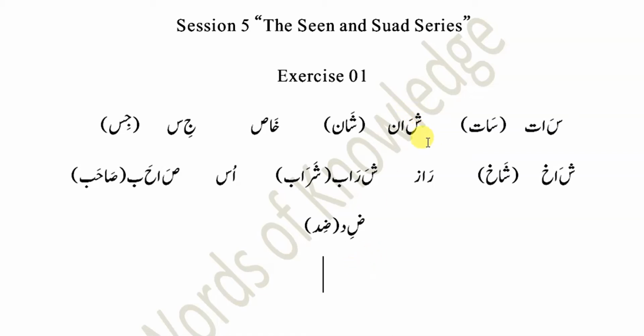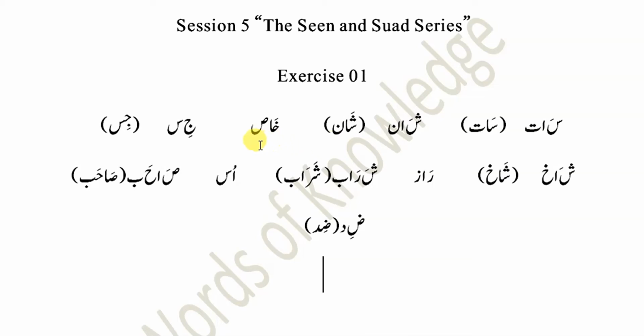After that, another word. It has 3 alphabets. The first one is Sheen with a diacritical mark over it, which is called a zabar sign. So Sheen, Alif and Noon. The whole word is called Shan.